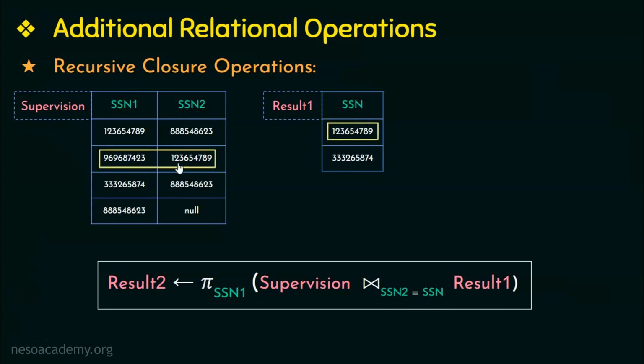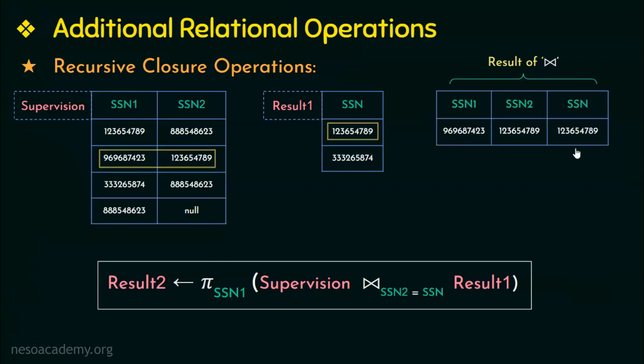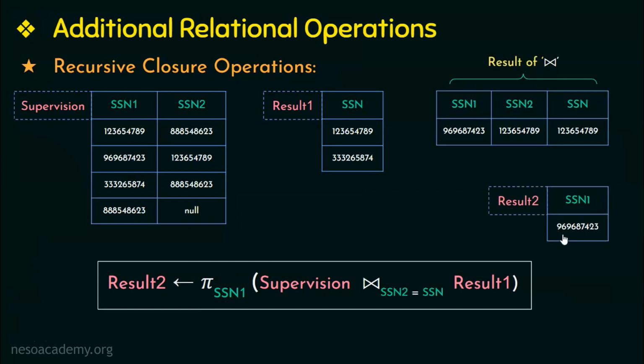We see that there is only one tuple that satisfies the given condition. So that combination of the tuple is the result of the join operation. From the result of the join operation, we need to project or display the SSN1 and store its result in a relation result2. So this is the SSN of the employee who is supervised by the employee with SSN 1, 2, 3, 6, 5, 4, 7, 8, 9, and this employee in turn is directly supervised by Elsa David. Therefore, this is the only employee who is supervised by Elsa David at level 2.